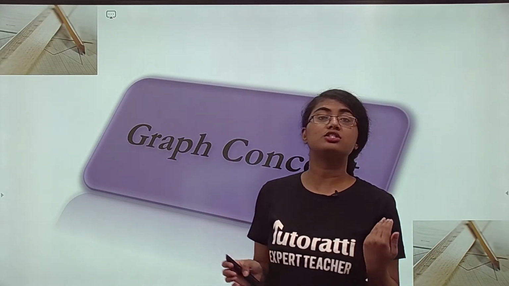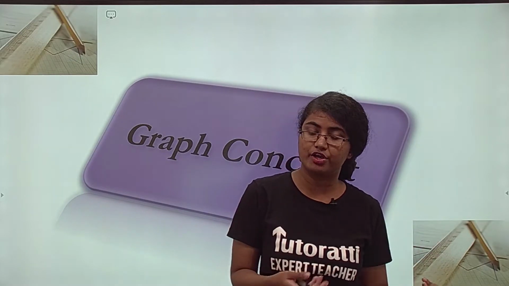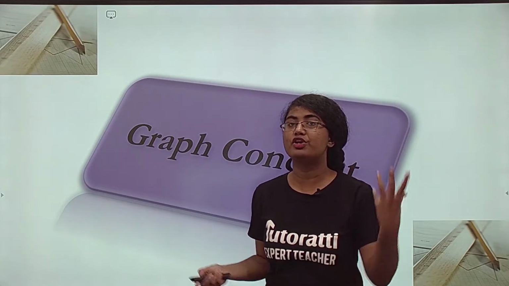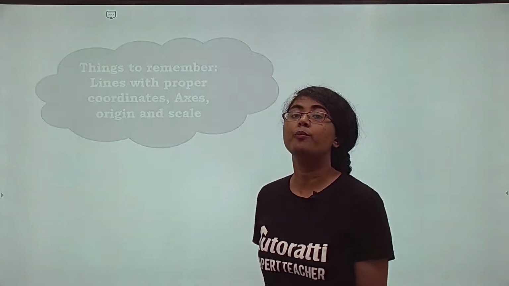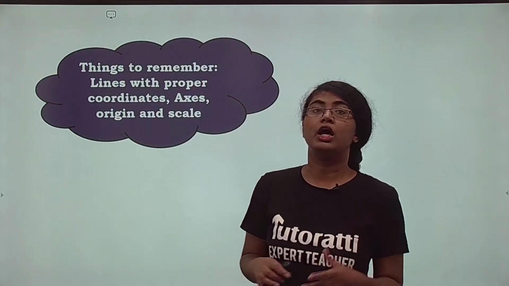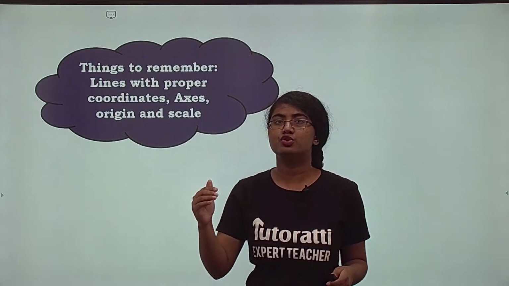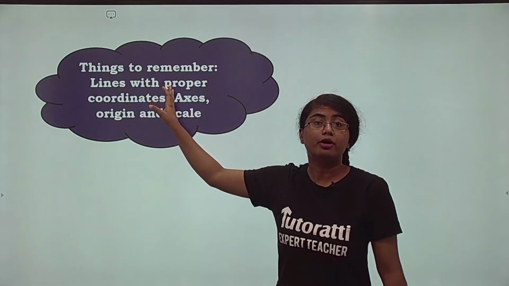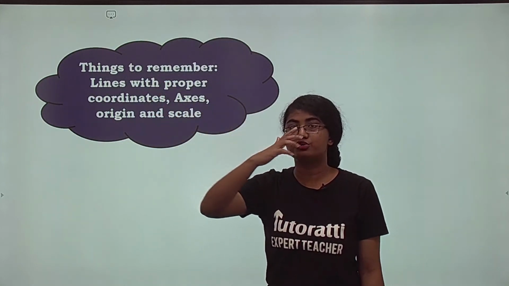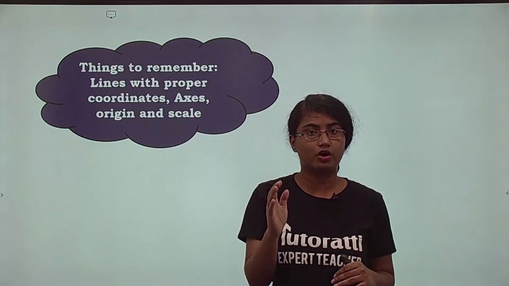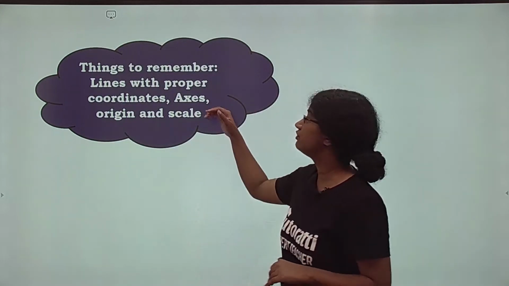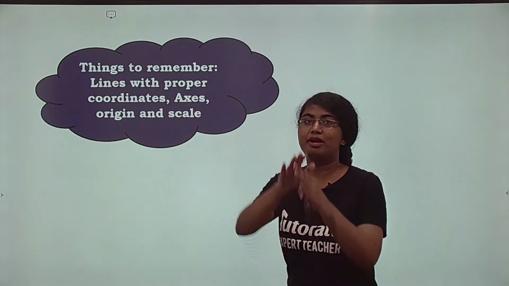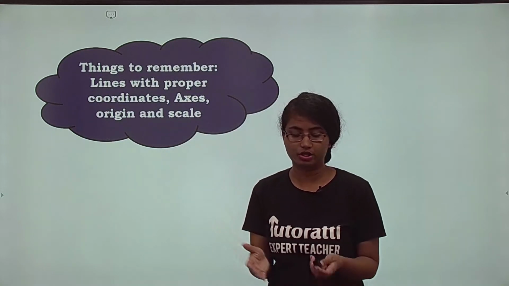This is something that you've already been studying since lower standards, but it is a reminder that you should not be forgetting a few things when you are mapping it on a graph. This is from your board point of view, so that you get full marks. Things that you remember are lines with proper coordinates. You should be drawing your lines where you have proper coordinates solved and written. Then the proper axis, origin and scale. These three things are supposed to be mentioned on a graph paper, or you'll be losing marks for it.